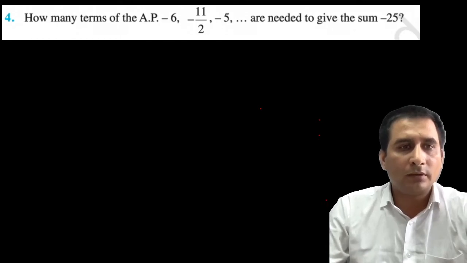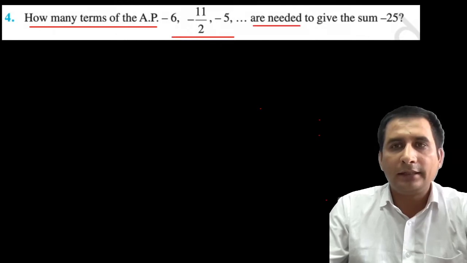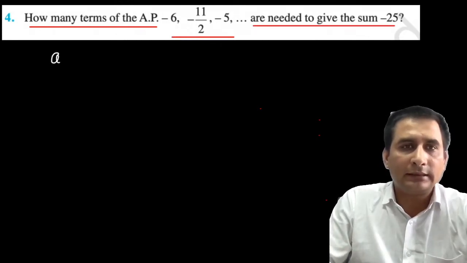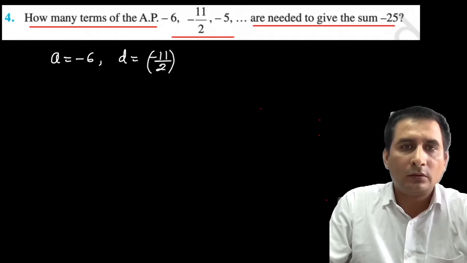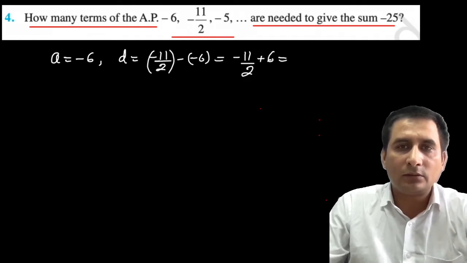So if you look at this question number 4 here, how many terms of the AP given are needed to give the sum of this? So what we have to do, what is A in this case? A is minus 6. What is D in this case? It's A2 minus A1. So it comes out to be minus 11 by 2 plus 6, which is 12 minus 11 by 2, that is 1 by 2, right?